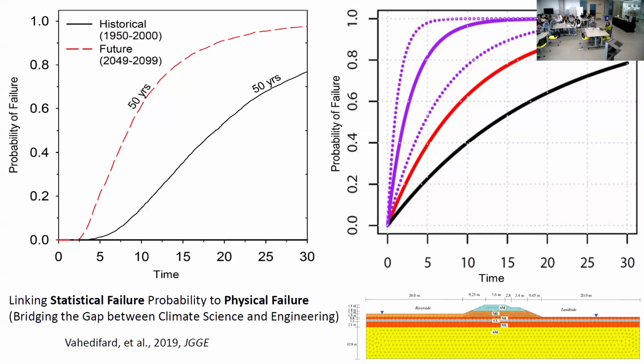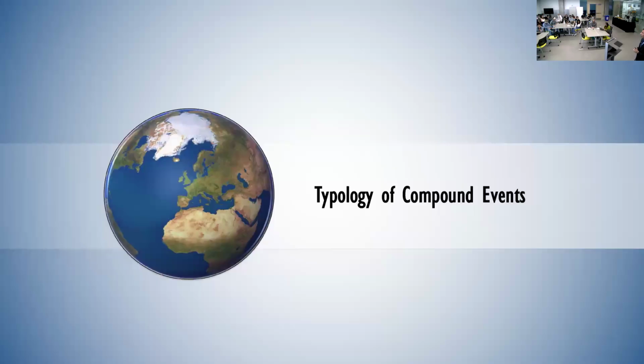So that one is statistical failure probability. This is physical failure. And we can look at, let's say, 50-year physical failure probability. And you can look at it under historical climate and future climate. This is the example in this case, but you can run different kinds of scenarios. Could be different historical scenarios.